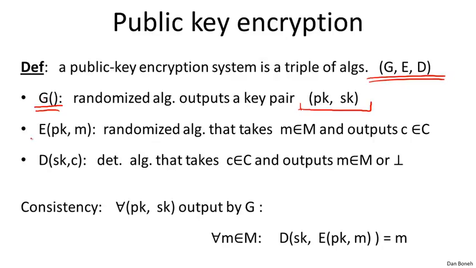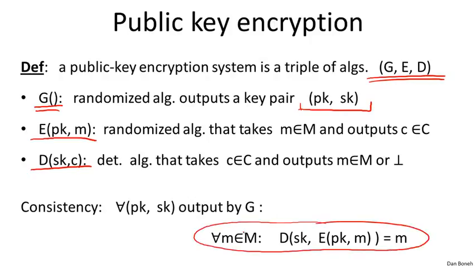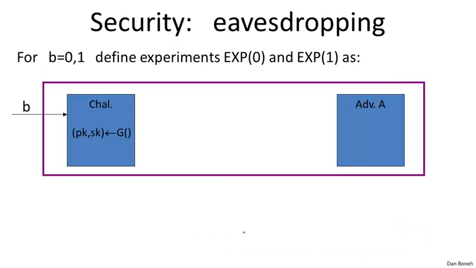Then there are these encryption algorithms. As usual, they take a public key and a message and produce a ciphertext, and a decryption algorithm that takes the corresponding secret key and the ciphertext and produces the corresponding message. And as usual, for consistency, we say that if we encrypt a message under a given public key and then decrypt with the corresponding secret key, we should get the original message back.